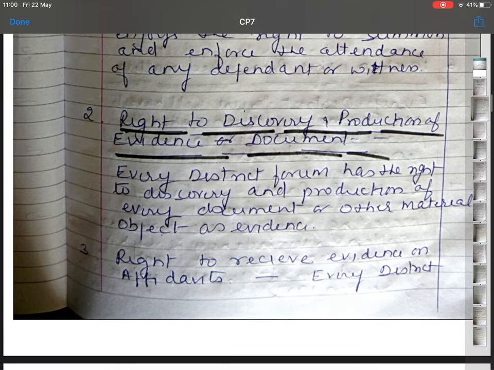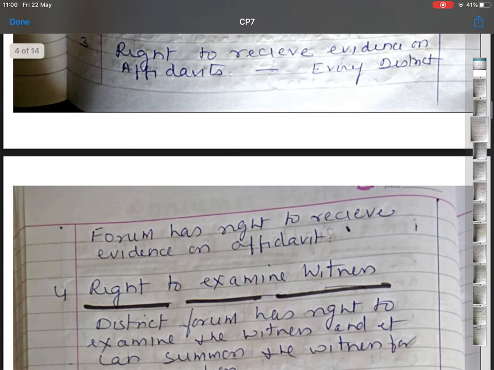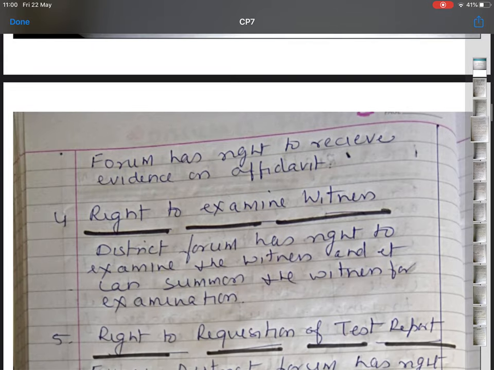Then third is the right to receive evidence on affidavits. Every district forum has the right to receive evidence on affidavit. By issuing an affidavit, they can have all the evidence required to hear the cases, or all the evidence related to the complaints. Then the right to examine witness. The district forum has the right to examine the witness and it can summon the witness for the examination as well.